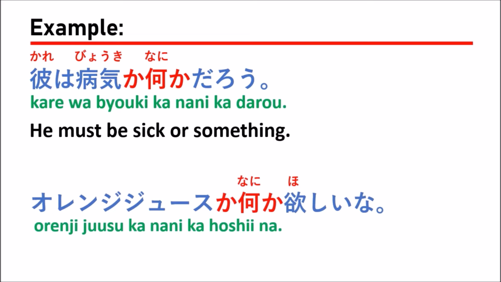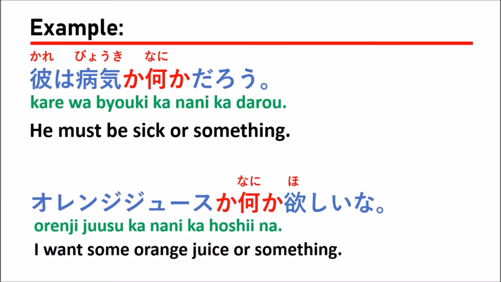The next: オレンジジュースが何か欲しいな。Which means, I want some orange juice or something. For this second sentence, you see orange juice or something. That means when you see many drinks on the table or in the store, in the 7-Eleven, you want to drink something but you haven't decided yet. So you can say orange juice ga nanika hoshii na, which means you want to drink some juice, orange juice, something like this, but you haven't decided yet.